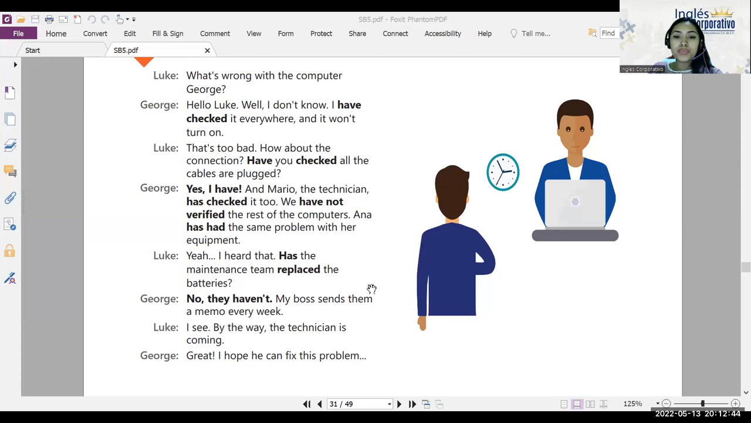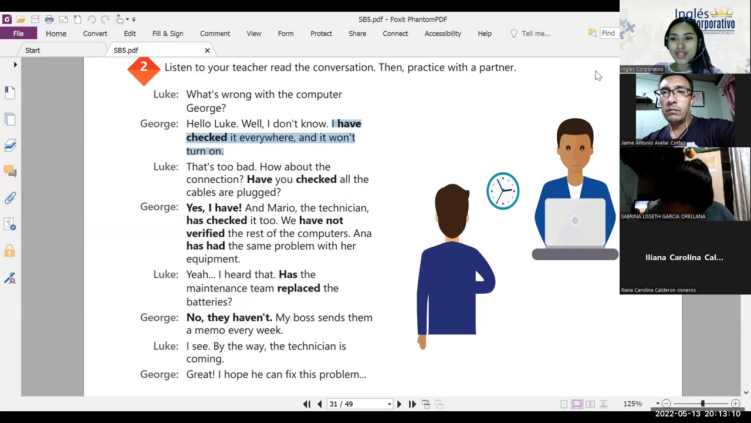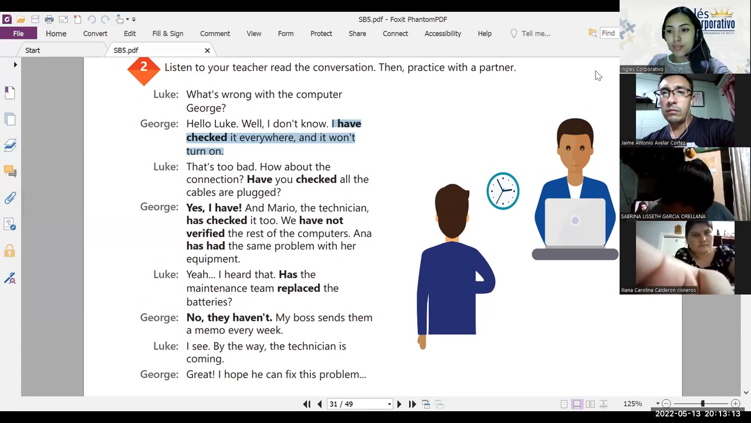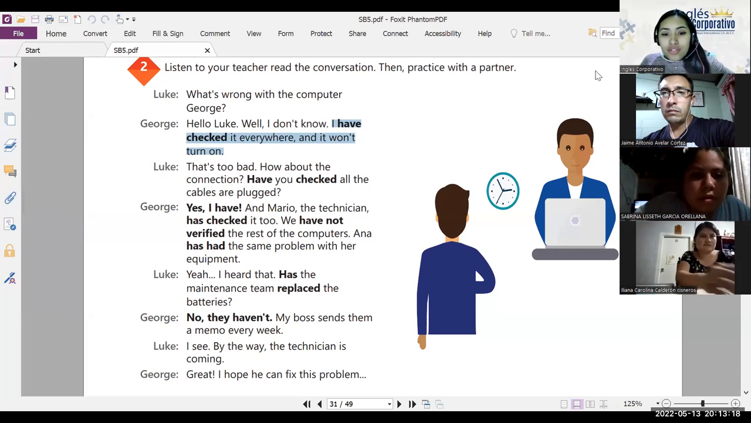All right. So let's see. I would like to ask you guys, what do you understand whenever George says, I have checked it before and it won't turn on? Who can translate this for me, guys? Who can translate it in Spanish? I have checked it before and it won't turn on.